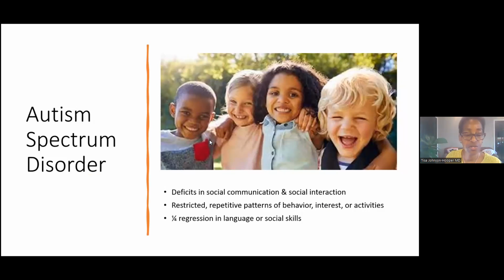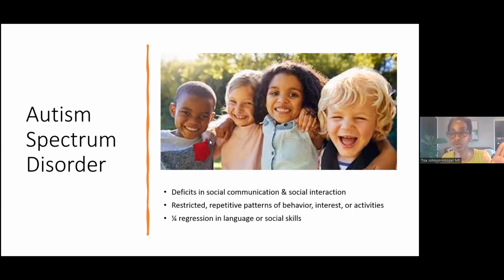So now let's turn our attention to autism spectrum disorder. Autism is a neurodevelopmental disorder. The symptoms of autism manifest as behavioral changes that present differently based on three things: age, language level, and cognitive ability. The core symptoms of autism are found in two domains. The first domain is social communication and social interaction. The second domain is restricted, repetitive patterns of behaviors, interests, and activities.